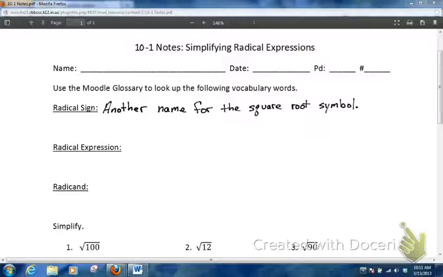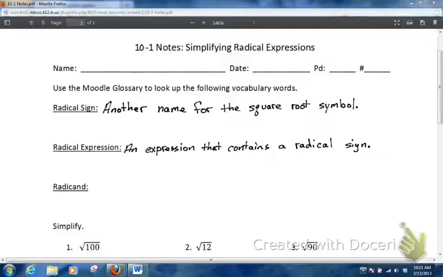Our next one here is radical expression. And again, this should be pretty simple. A radical expression is simply an expression that contains a radical sign. If you look down here, for instance, at number 2, square root of 12 would be considered a radical expression. Or number 3, the square root of 90 would be considered a radical expression. It's just a problem that contains a radical sign.